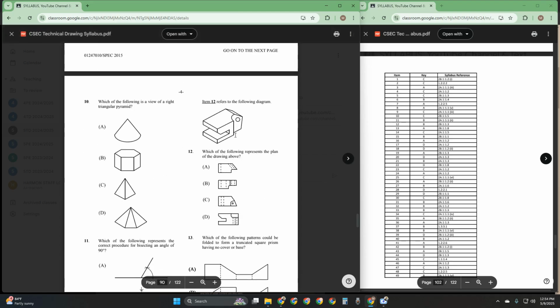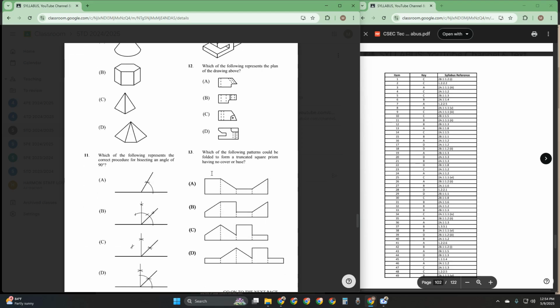Number 12. Which of the following represents the plan of the drawing above? So this is the drawing, and which one represents the plan? They say that the answer for number 12 is B. B as in boy. Okay, yeah, I have to agree with it. Number 12, B for boy.